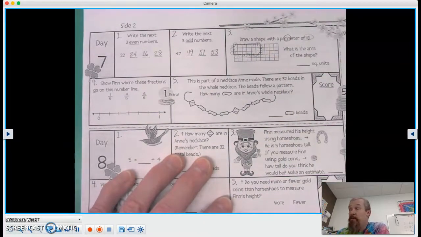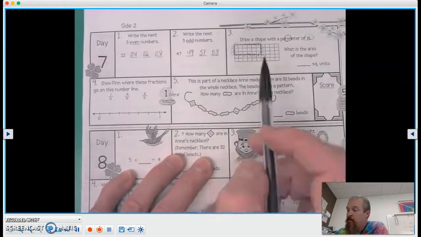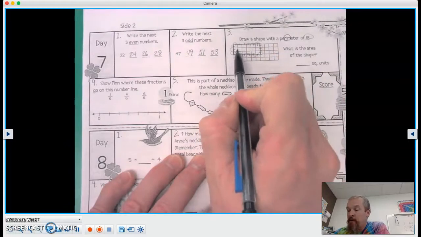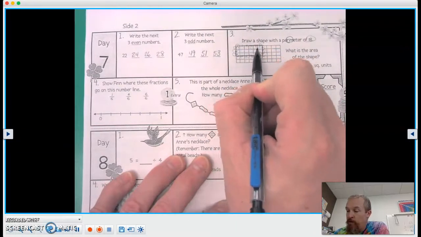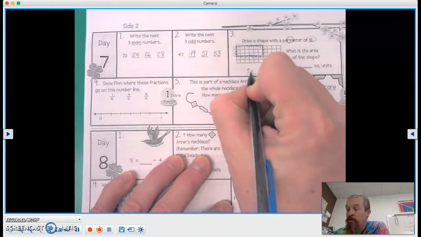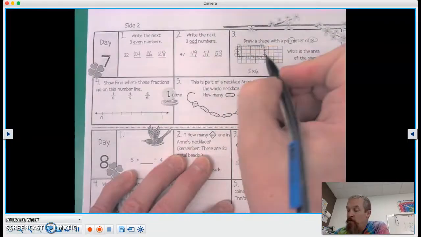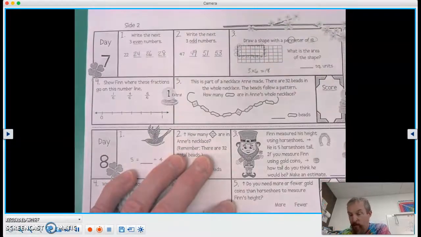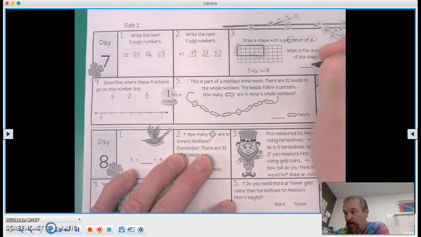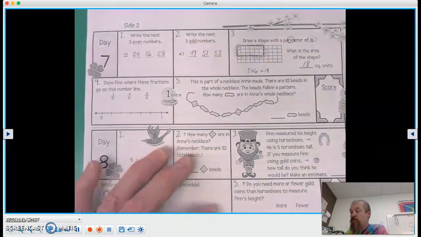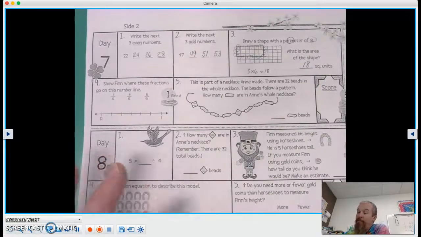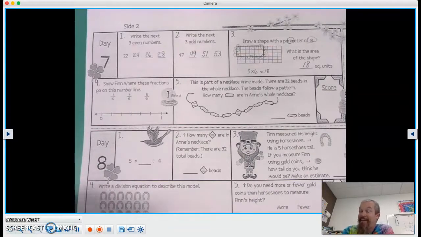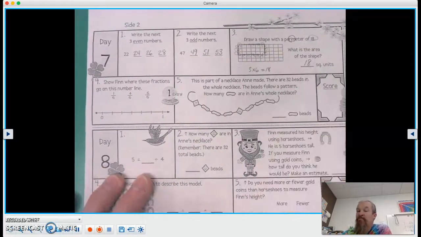What is the area of the shape? The area is the area inside. So how many boxes? How many of those little squares do you see? Well, I see 3 rows of 1, 2, 3, 4, 5, 6. I see 3 rows of 6. That's multiplication. 3 times 6 is 18. Very good. So what is the area of the shape? 18 square units. It just so happens to be the same, right? Not always, though. We could have made it different, and it would not have been 18 and 18. So it could be another answer besides that.